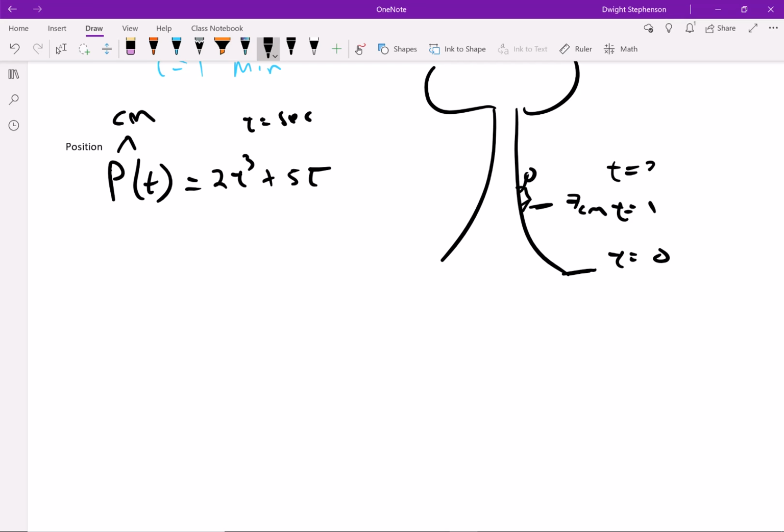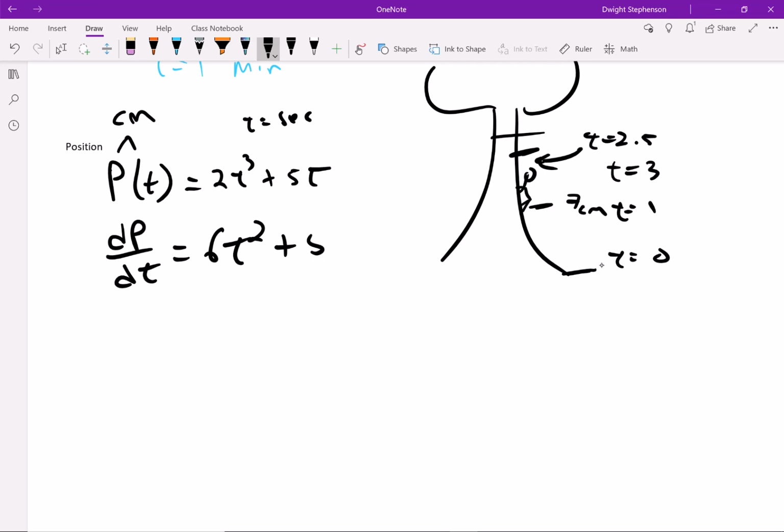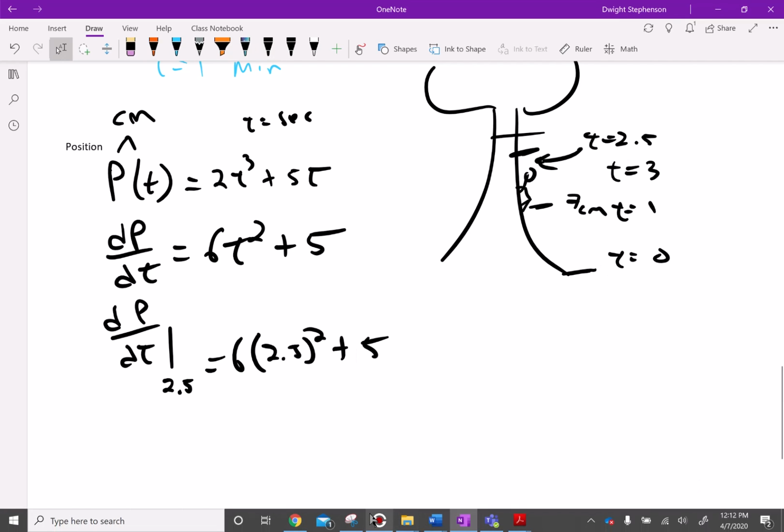And then at time equals 3, you'd plug in 3, and you'd figure out how high up he was after 3 seconds, right? So we might want to know, well, how fast was he climbing at t equals 2.5, right? Like right there, how fast was he moving? So we could find the rate of change, the dp dt, which would be the derivative. And then at 2.5 seconds, we plug in 2.5. This would tell us how fast he was traveling at exactly 2.5 seconds.